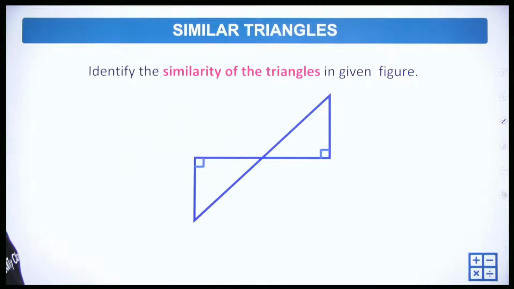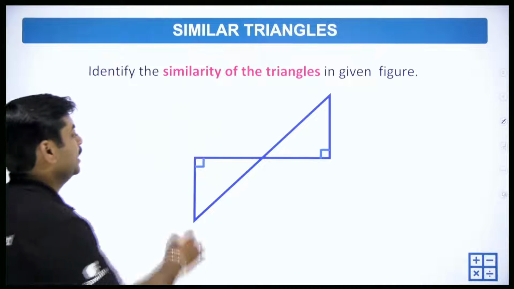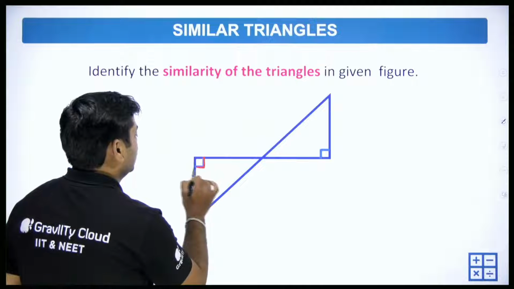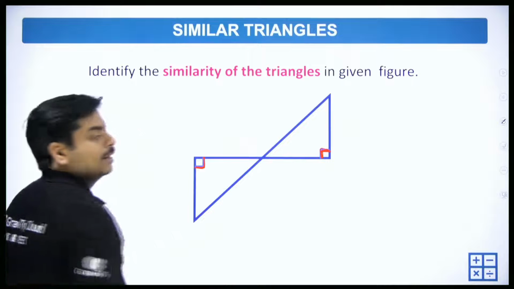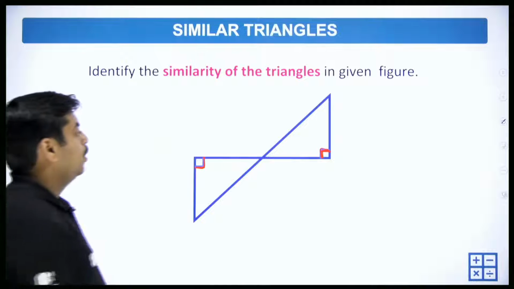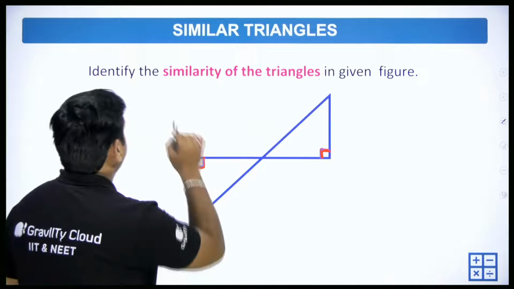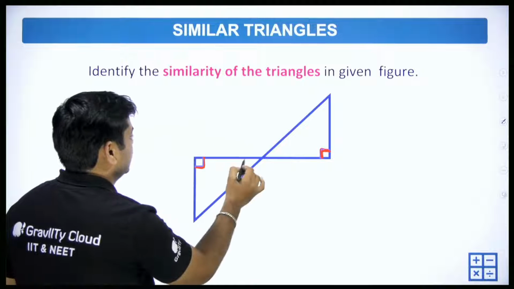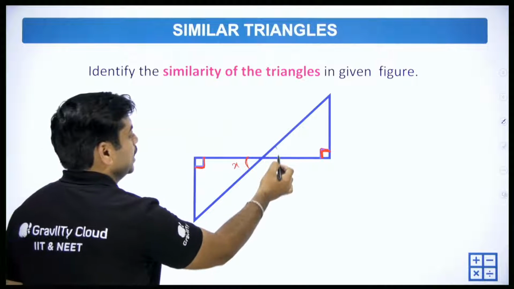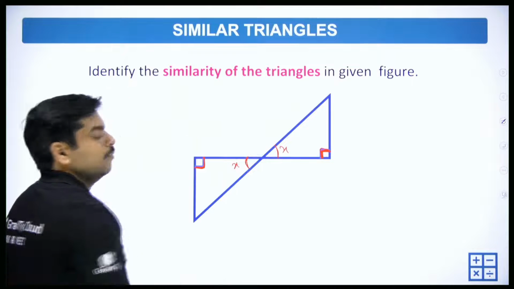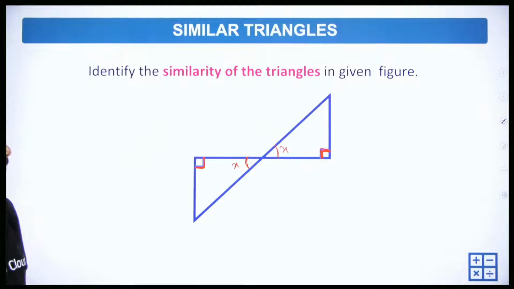Next one. Identify the similarity of the triangles in the given figure. We need to find the similarity. So you can say one right angle is here, and here also we have one right angle, correct? Right angle and right angle. And if you carefully observe, let us say this angle is x, vertically opposite angles, even this value is x. Vertically opposite angle, that is also x, okay?